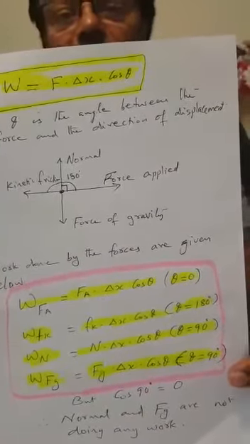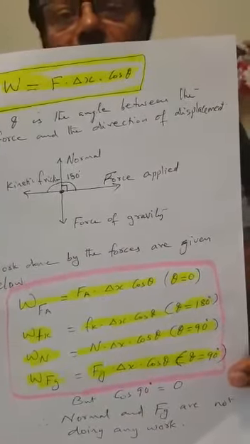Now look at the work done by the frictional force. You can see that the object moves to the right, but the friction is in the opposite direction. So you can see the angle between those two forces is 180 degrees. And you know cos 180 is negative 1.